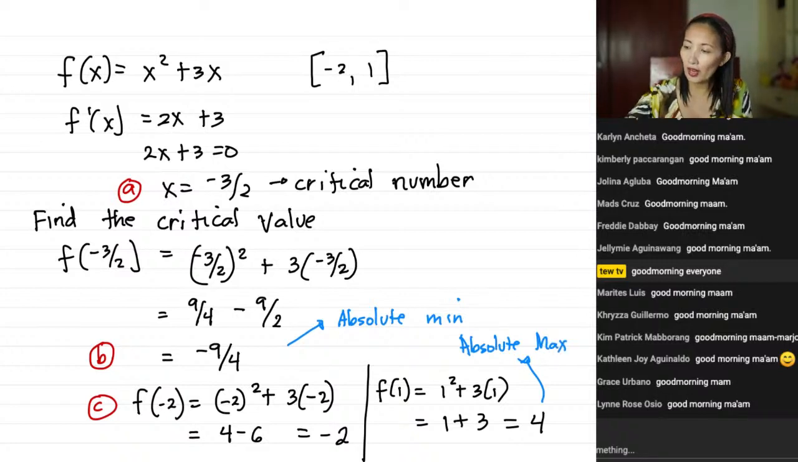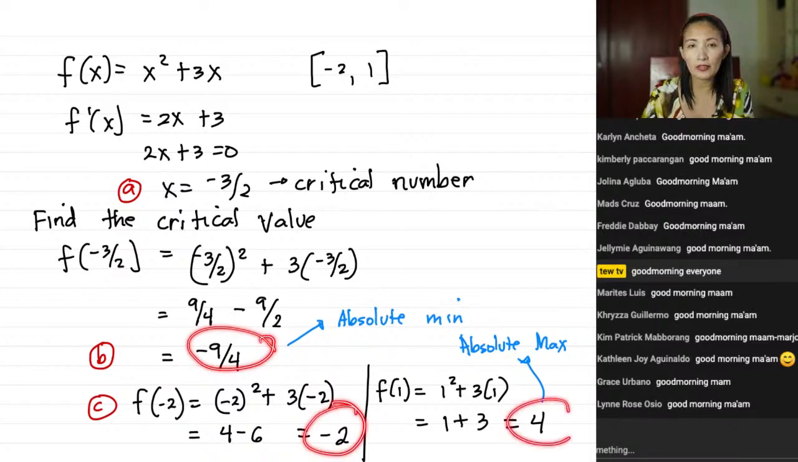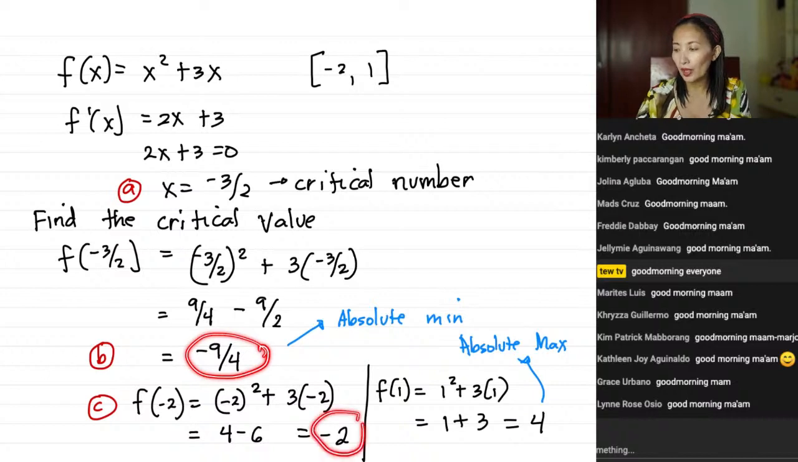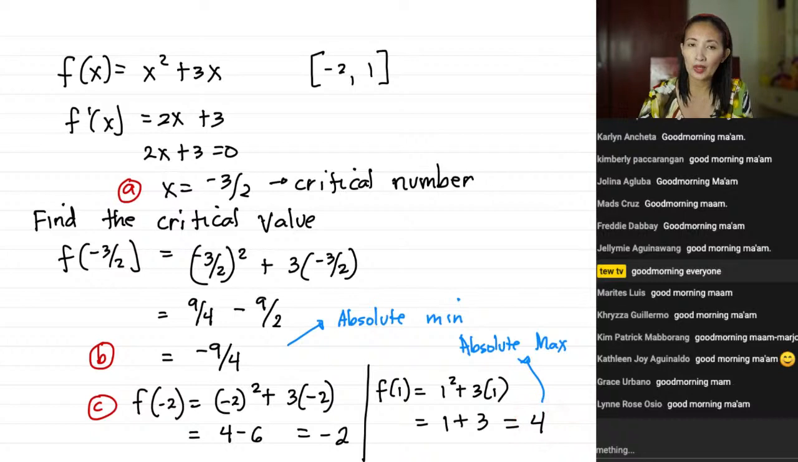How many function values did we compare? 3. This is one function value, another function value, and another function value. Okay? So the greatest gives the absolute max, and the least or the smallest value gives the absolute min. So negative 9 over 4 is less than negative 2. And the greatest of them all is 4. Then that makes 4 the absolute max. Next.